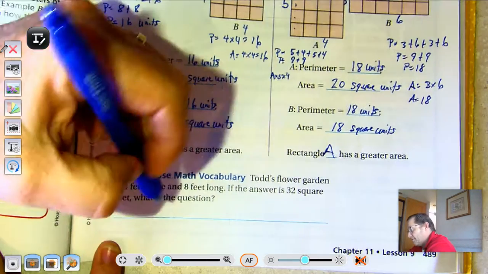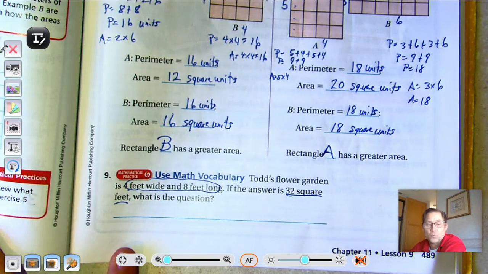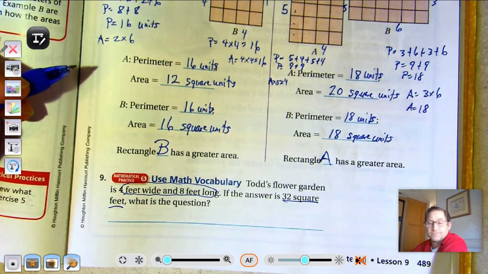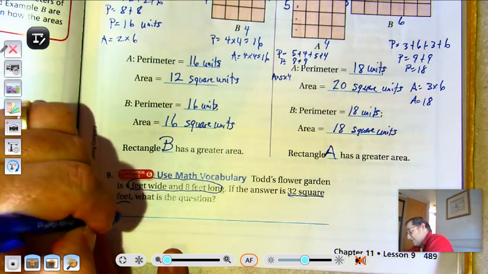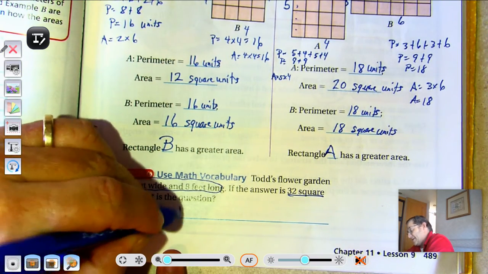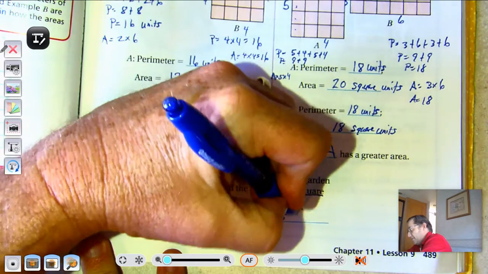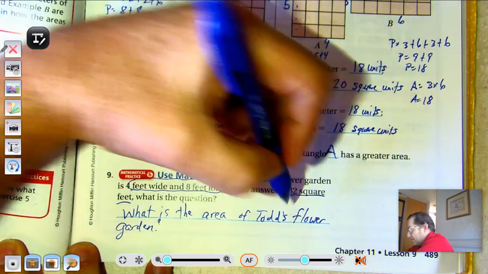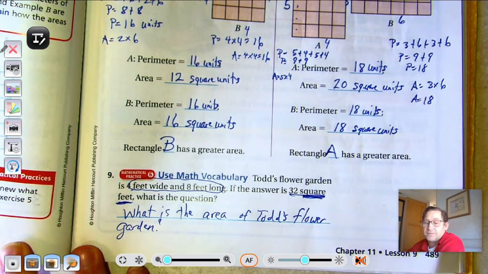Todd's flower garden is 4 feet by 8. If the answer is 32 square feet, what is the question? Well, the clue here is square feet. Square feet is found by finding area, and area is found by multiplying. So the question is, what is the area of Todd's flower garden? Again, I know that because it says square feet. If it just said 32 units, I would have said perimeter. Okay, so what is the area of Todd's flower garden?